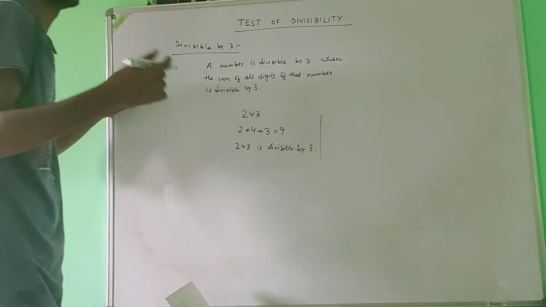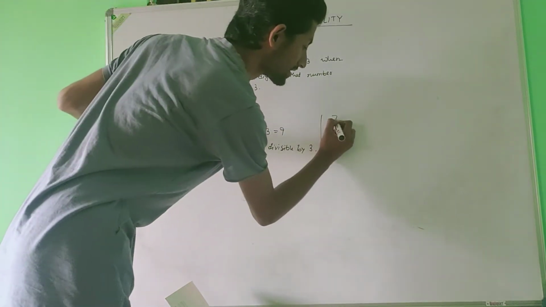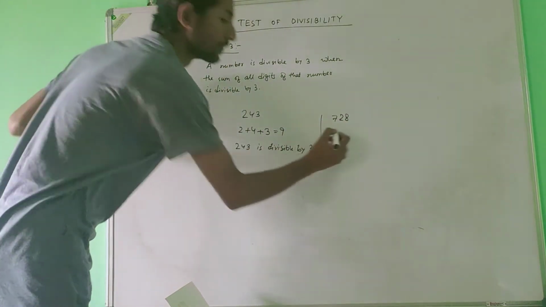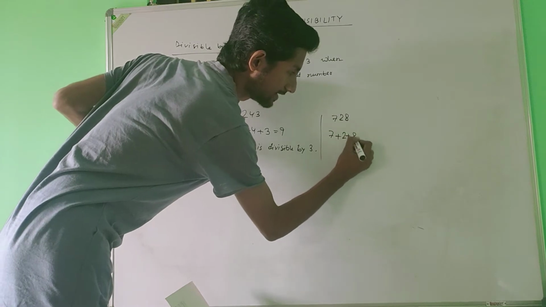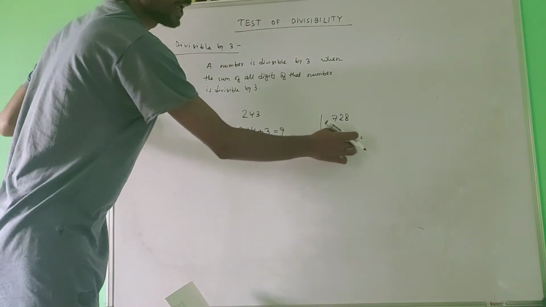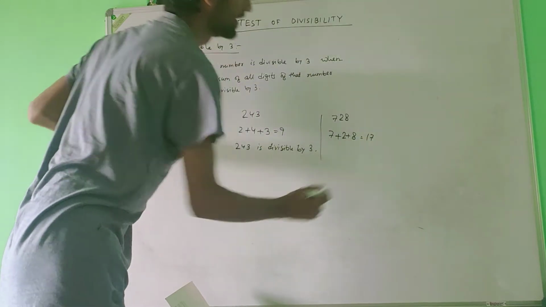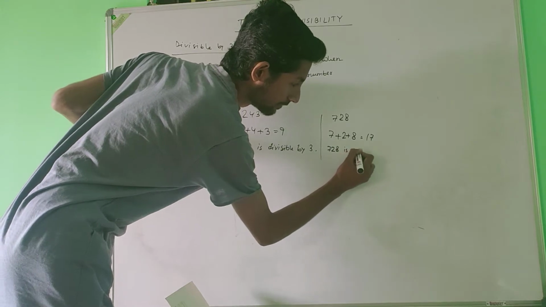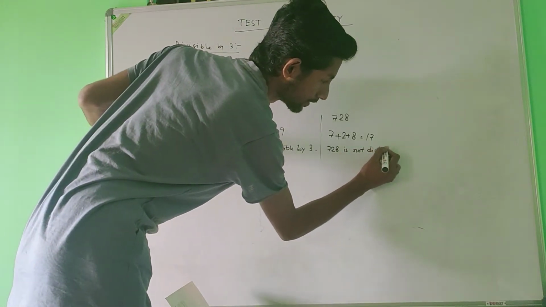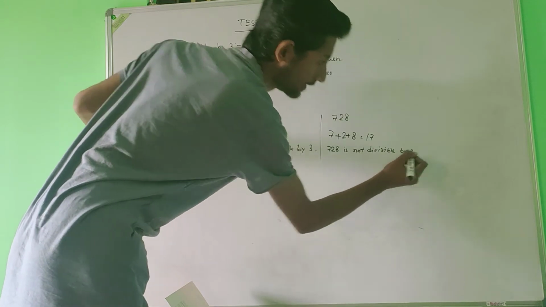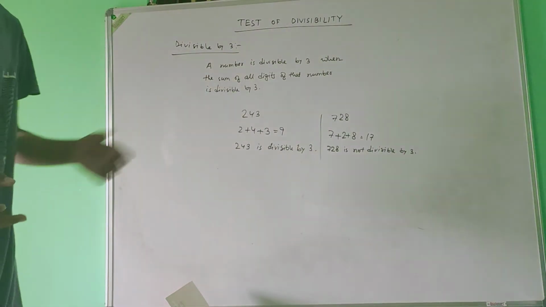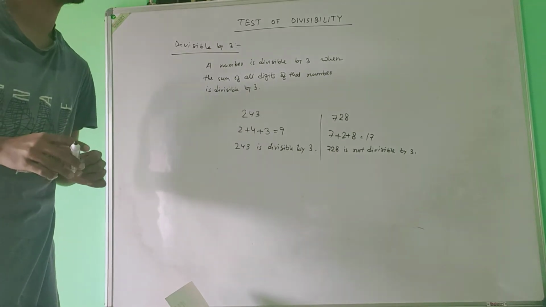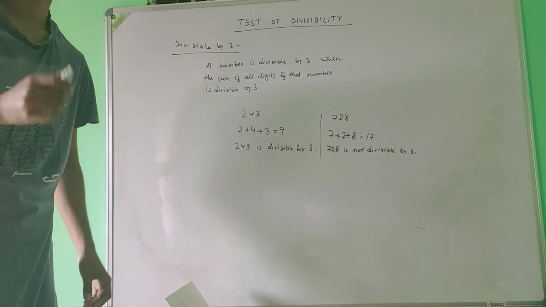Now take another number, 728. Add all the digits: 7 plus 2 is 9, and 9 plus 8 is 17. 17 is not divisible by 3, so 728 is not divisible by 3. A number is divisible by 3 when the sum of all its digits is divisible by 3.